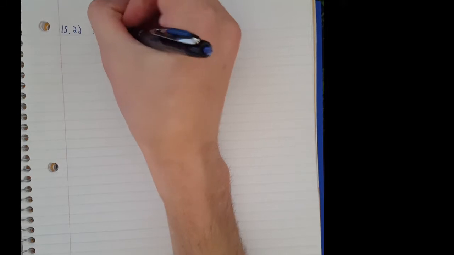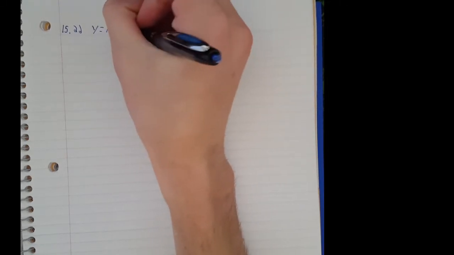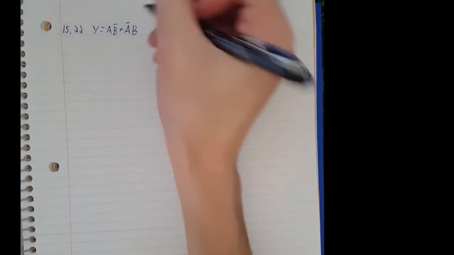This is example problems for homework 3. First example problem is problem 15.22 from the textbook. This is very similar to 15.21. 15.22 wants us to do a pseudo NMOS of y equals AB naught plus A naught B.